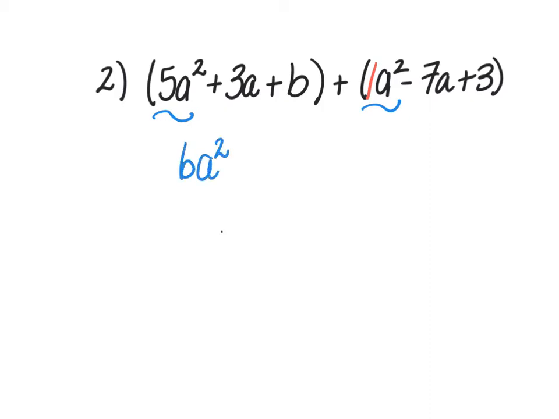6a squared. Then I have an a to the first power term, so a 3a and a negative 7a. 3 minus 7 is negative 4. And then I have the a part that goes along with it. Then I move on to b. This is a positive b, but in the other polynomial, I don't have a b term. So I can just write the plus b. And then I have the constant 3 here, and I don't have another constant in the first polynomial, so I'll just bring down the plus 3.